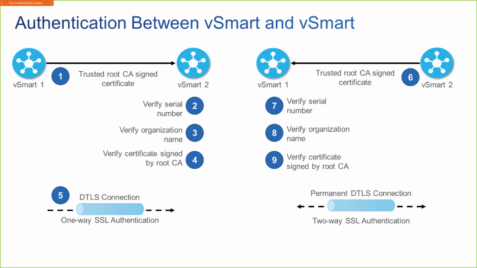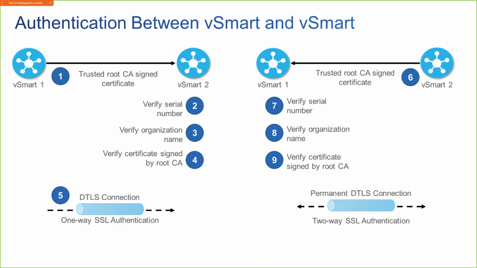All right. So going through the steps again, 1, 2, 3, 4, 5, 6, 7, 8, 9. vSmart 1 on the left, in this case, initiates a DTLS session with vSmart 2. It sends its trusted root CA signed certificate to vSmart 2, which is a public certificate of vSmart 1. vSmart 2 uses its chain of trust to extract the serial number. Again, the serial numbers have to match in the authorized serial number file that was installed manually by you as an administrator on the vSmart appliance.